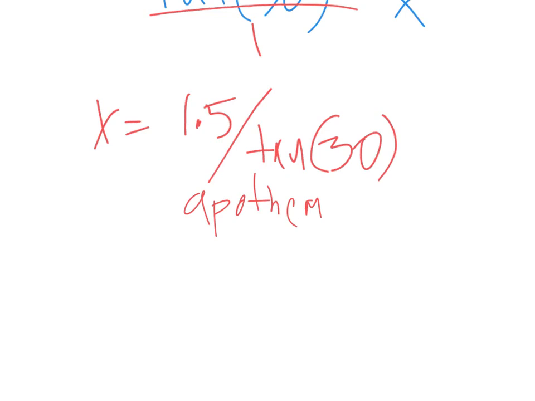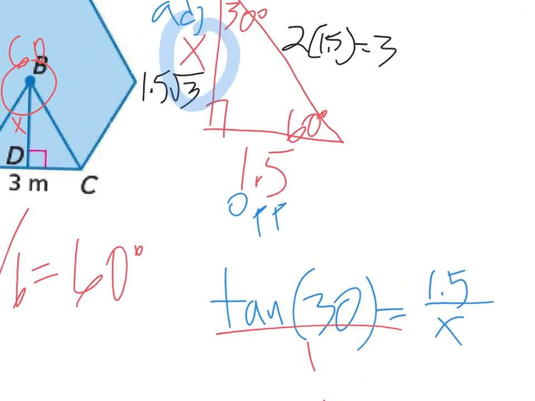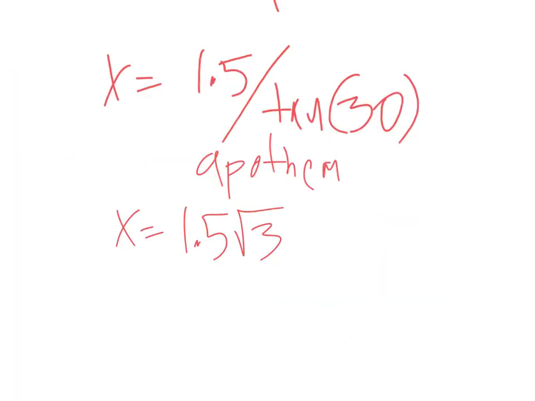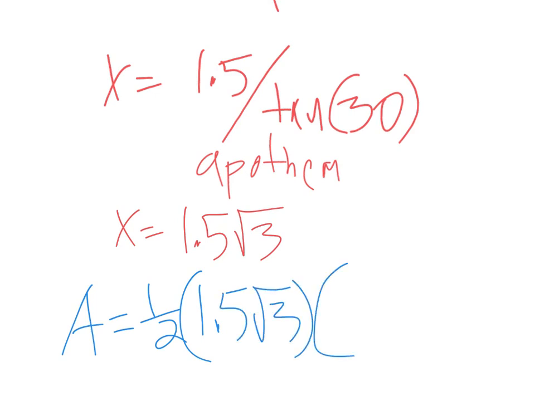And remember, x is our apothem. So you can say x is 1.5 divided by tangent of 30, or you can say that it is 1.5 square root 3. They're the same number. So doing your area, you're going to say area equals 1/2 times, pick one of these two terms. I'll just use 1.5 square root 3, and then you have to multiply that times your perimeter. Well, we had a side length of 3, and then it was a hexagon, so that means there's 6 of them. So 3 times 6, or you can just say 18.